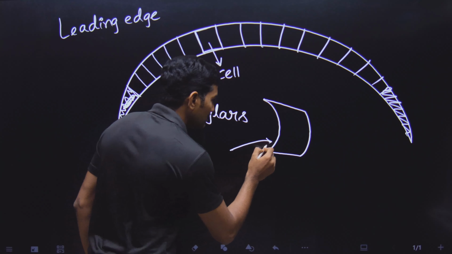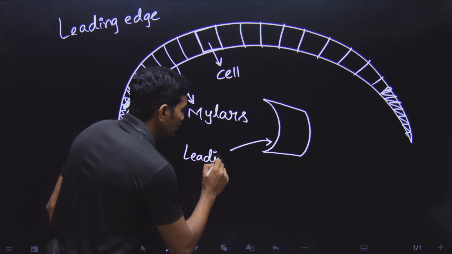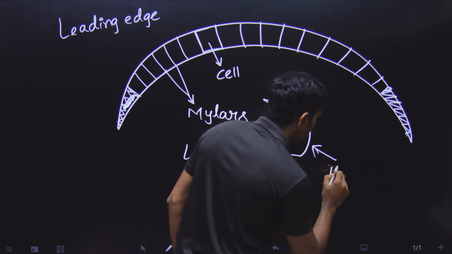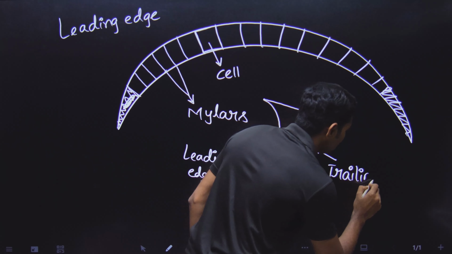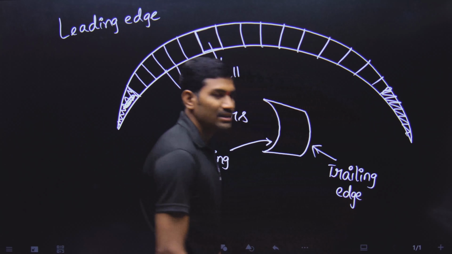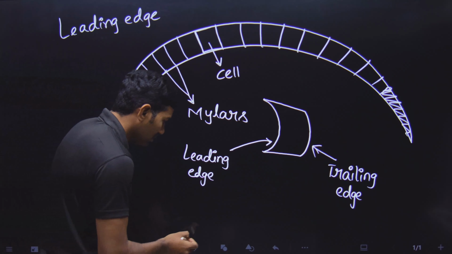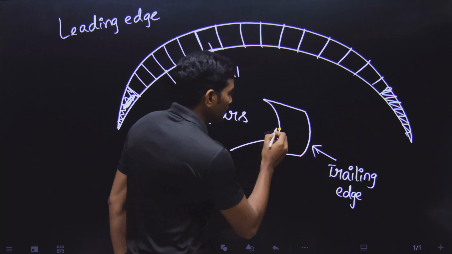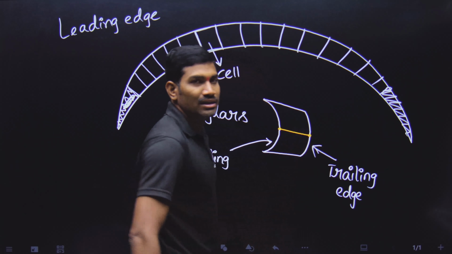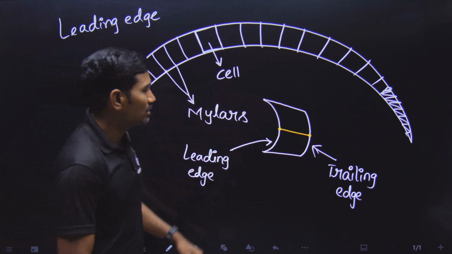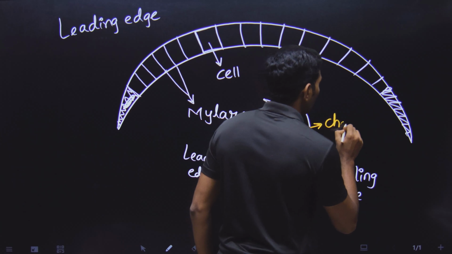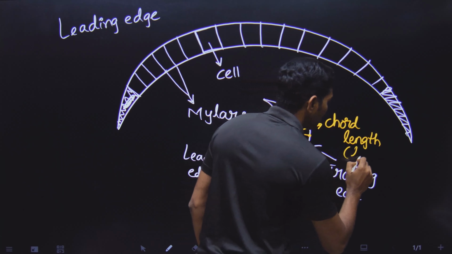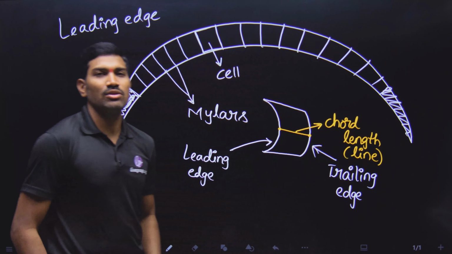And what is this end? This is called the leading edge. And this is called the trailing edge. Leading edge and trailing edge. Understood or not? Now here we are observing another name. What is that name? The length from the leading edge to the trailing edge is called chord length. It is also called chord line, or chord length.